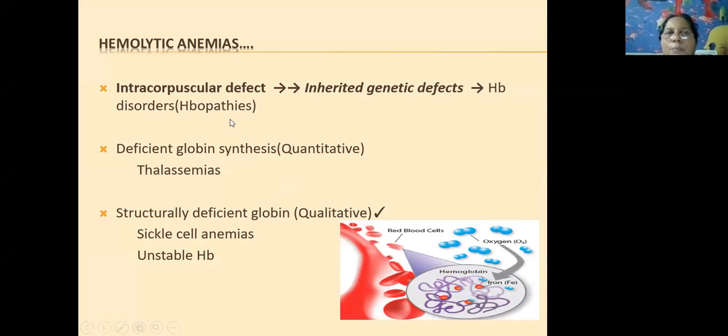It is a hemoglobinopathy with deficient globin synthesis, and it is quantitative. This already I told you. And when the hemoglobin is structurally deficient, a qualitative disorder, it is sickle cell anemia. Already we studied about sickle cell anemia.